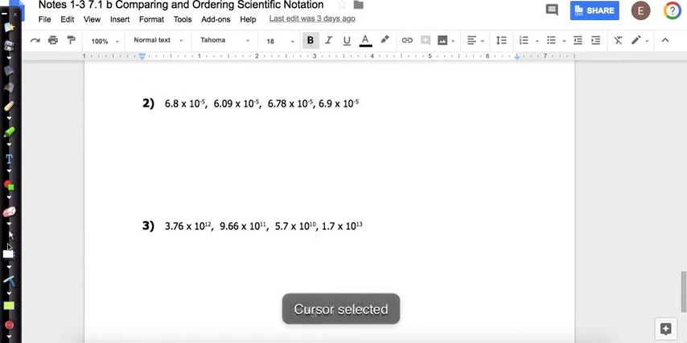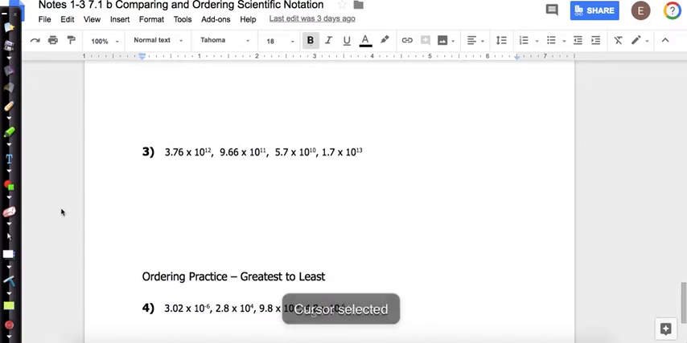Now in the next example, you'll notice all the exponents are different. So I can just look at the exponent. We have 12, 11, 10, 13. So least to greatest, 10 is the smallest, followed by 11, then 12, and then 13.